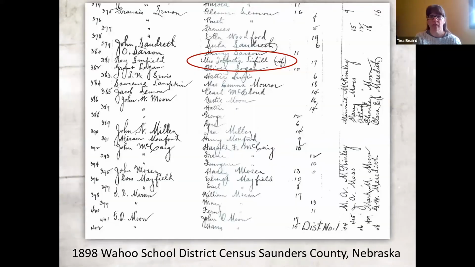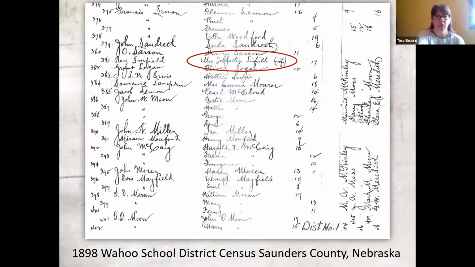This is one of those that I was referring to. So in the family I'm researching, Mrs. Tabitha Linfield, who's the wife, is listed as the school-aged child to her husband, Roy Linfield. She's 17 years old, but she's married. So you get the opportunity to see her husband's name there as well. So if you look down a couple entries later, you have Lawrence Lampkin listed, and then Mrs. Emma Mauer, who's 18 years old. So, that's her married name, living with her father. So you can get some really good information there.